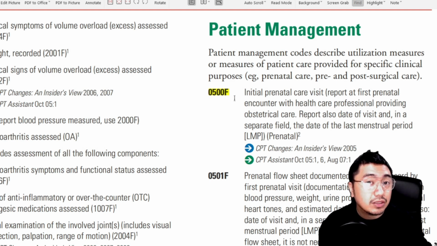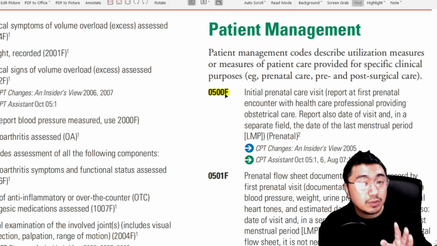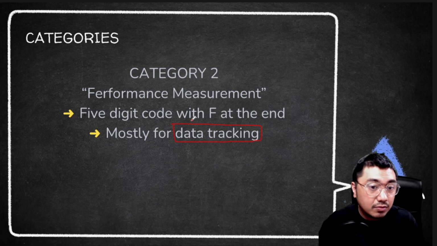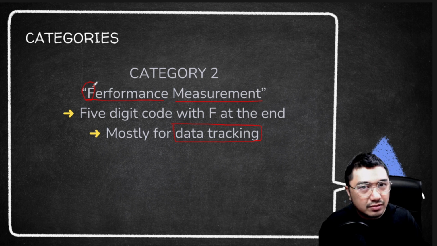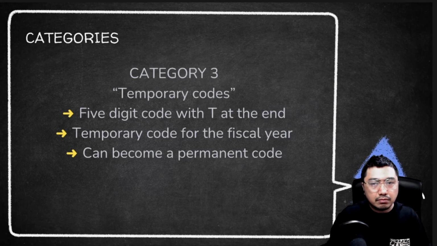Your category 2 codes always end with your F. That's why in this slide you see the word performance measurement, although it should be P. That's going to be much easier to remember: performance measurement, it ends with F. So that's it. That's your category 2 codes. Again, 5-digit code with F at the end. Next is your category 3.